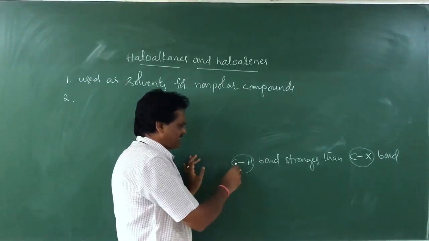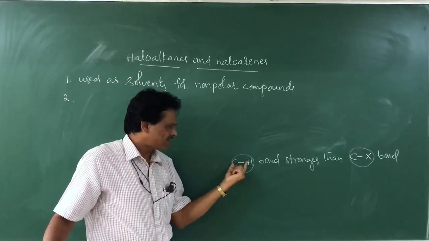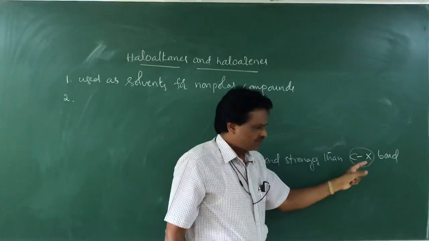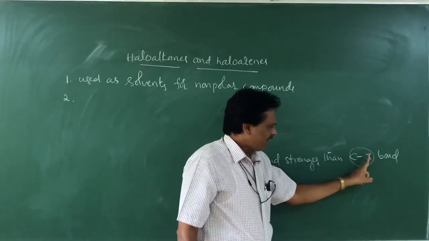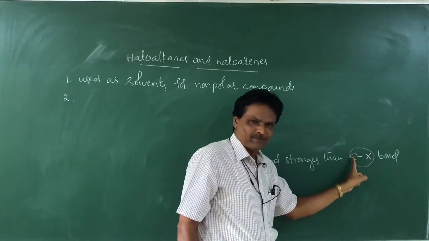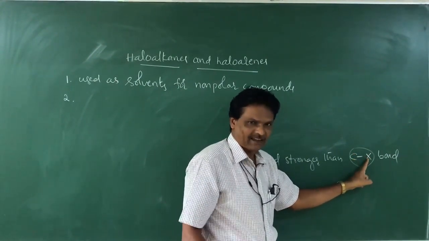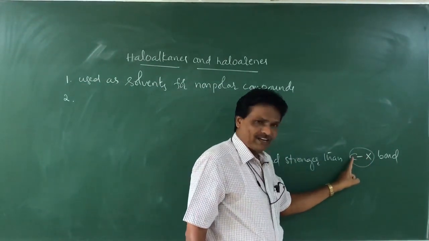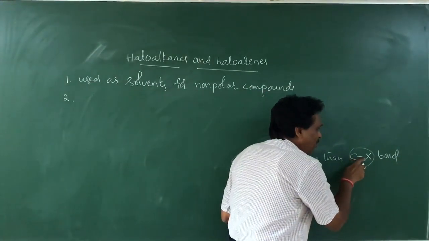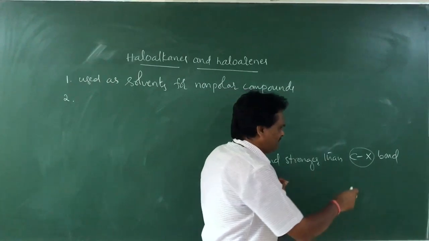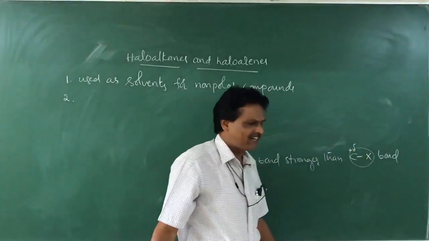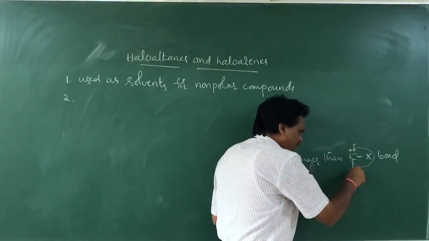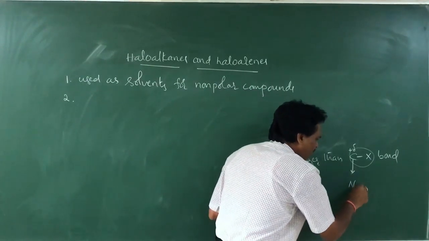And also we know that there is a very small difference in the electronegativity values of carbon and hydrogen, but the difference in the electronegativity values of carbon and halogen is high, since halogen is more electronegative than carbon. So the halogen attracts the bonding electrons more towards itself. As a result, an electrophilic center is generated on carbon, and this electrophilic center attracts nucleophiles.